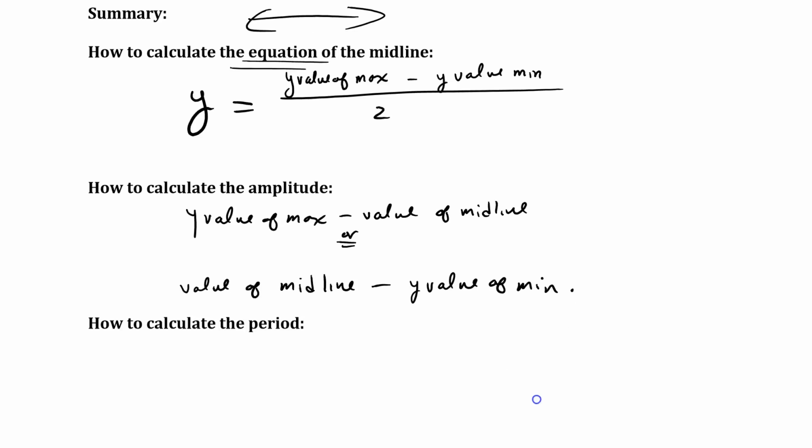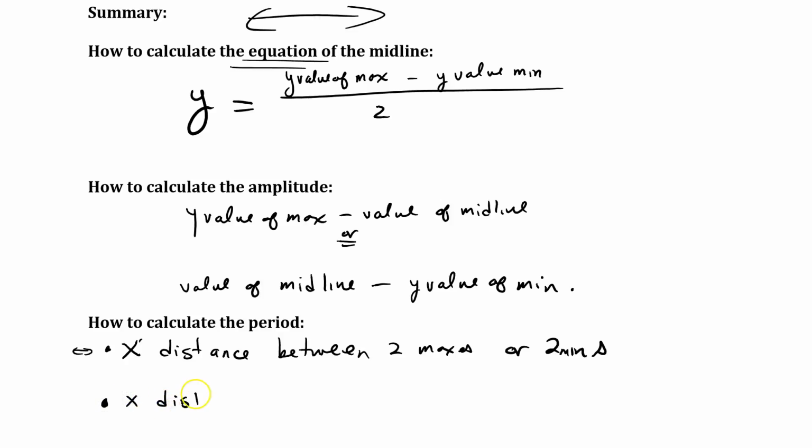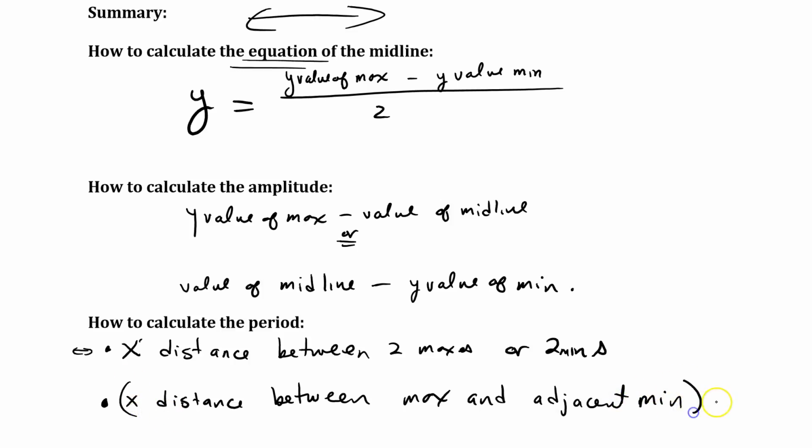And how do we calculate the period? Essentially, two ways. You can take the x distance, the horizontal distance, between two maxes or two mins. The second way is you take the x distance between a max and an adjacent min, and then you multiply it by 2.